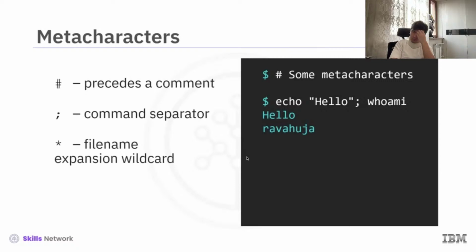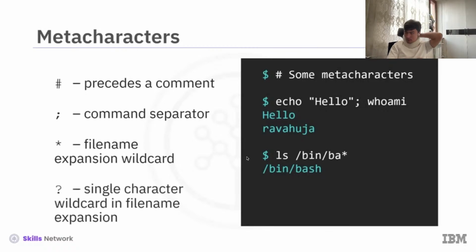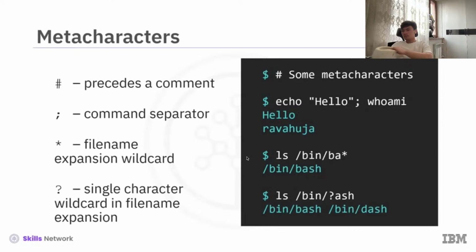The asterisk represents any number of consecutive characters within a file name pattern. For example, this expression returns all objects in the /bin directory with a name starting with ba and followed by any characters, which in this case is bash. And the question mark acts as a single character version of the asterisk meta character. For example, this expression lists all objects in the /bin directory having a single character in place of the question mark, namely the bash and dash paths.